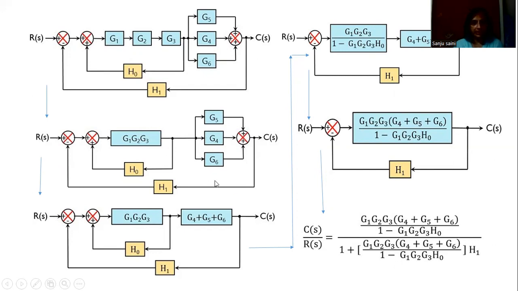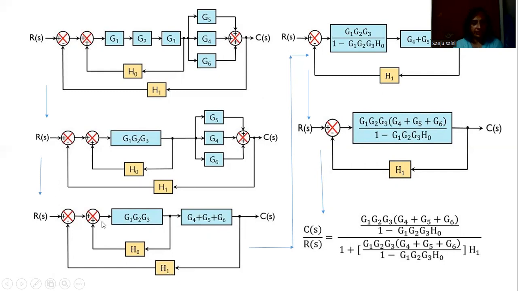Then parallelly connected blocks are replaced by a single block. So from this block diagram, we shift to this block diagram. These three blocks can be replaced by a single block, that is G4 plus G5 plus G6. Here also a positive sign is there. Now you can see how we are able to reduce the complexity from the first network. We have just shifted to the third network.